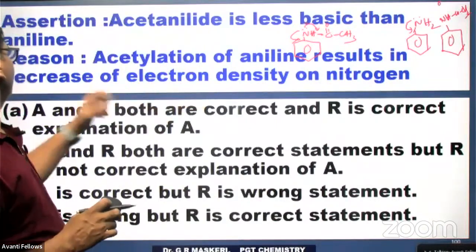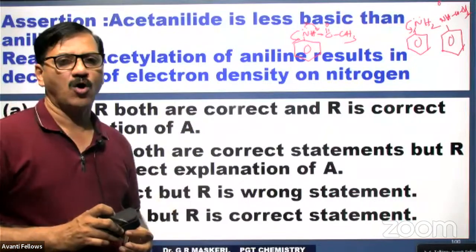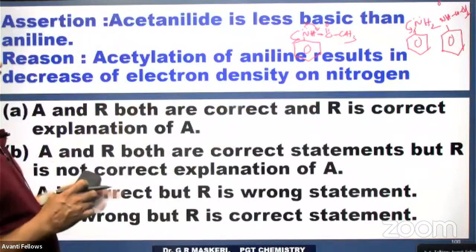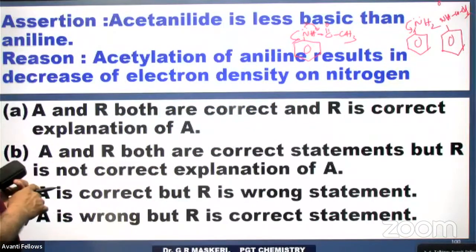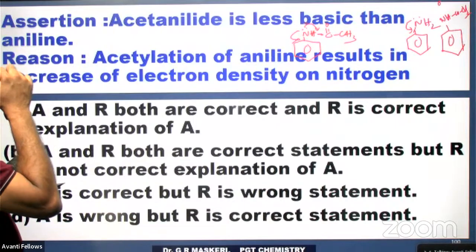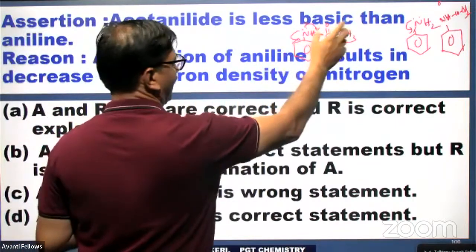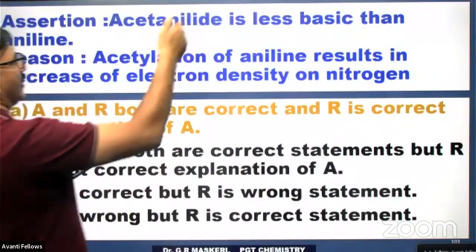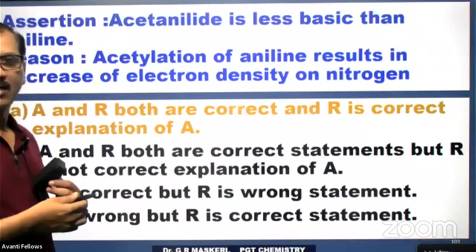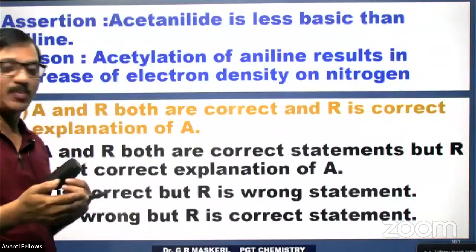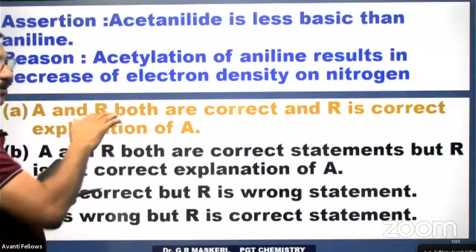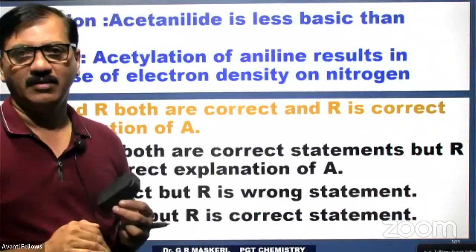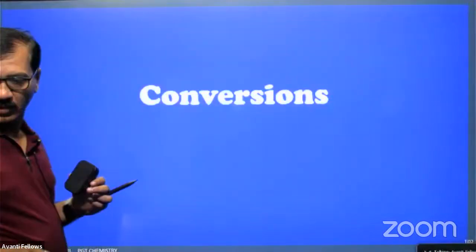Acetylation of aniline results in decrease of electron density on nitrogen. So acetylation decreases the electron density. Both are correct statements. And because of acetylation, acetanilide is less basic than aniline. Therefore, both are right statements, and this is the right explanation of the assertion, right? Okay, fine.